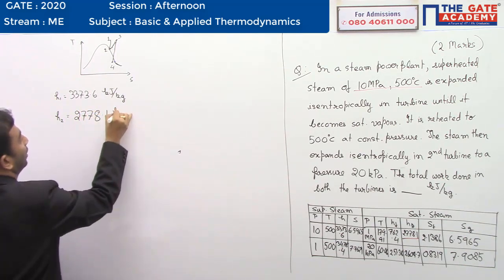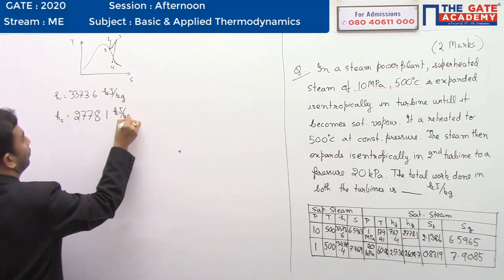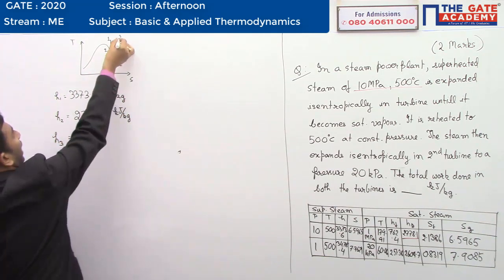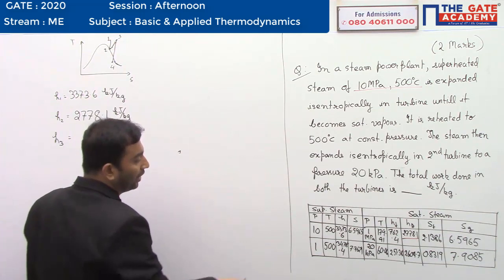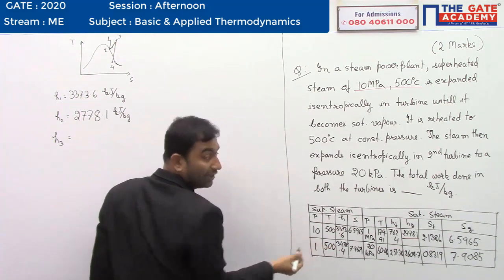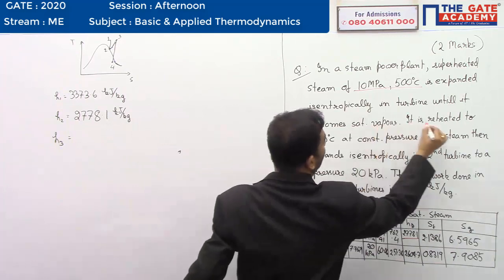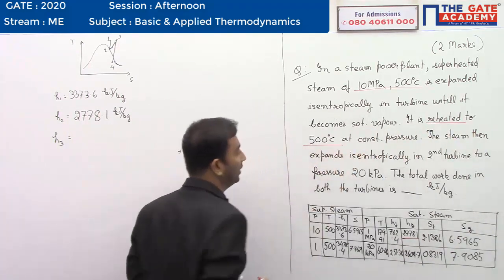2778.1 kilojoule per kg. Very good. No problem. Now, next is H3. H3 again lies in the superheated region for that pressure and 500, and also it is said the vapor is reheated. It is reheated to 500 degrees centigrade.